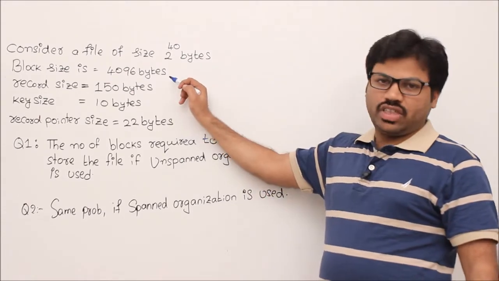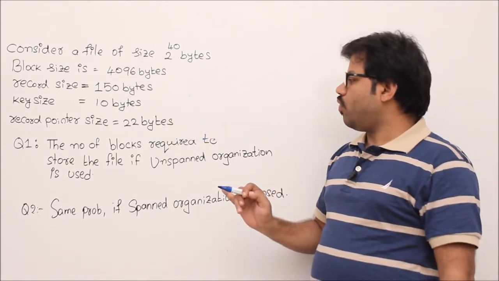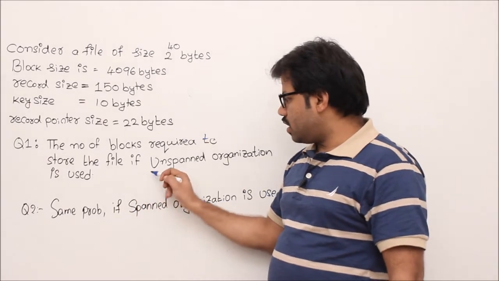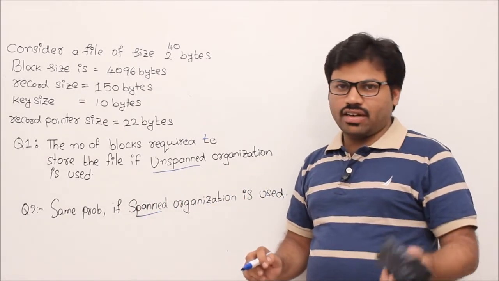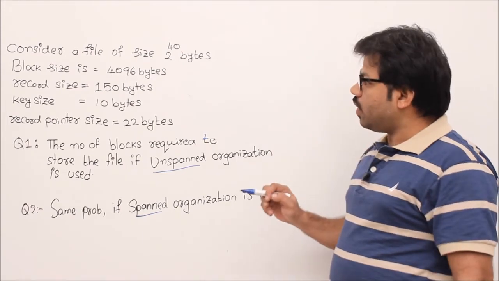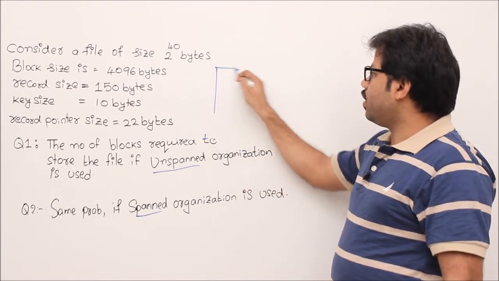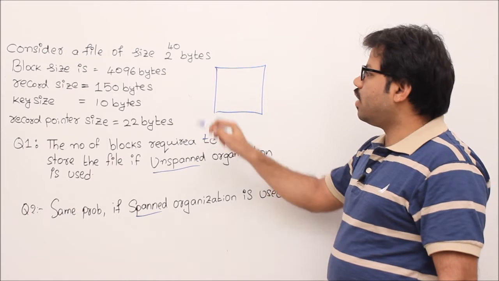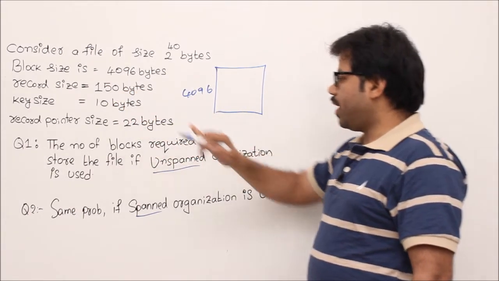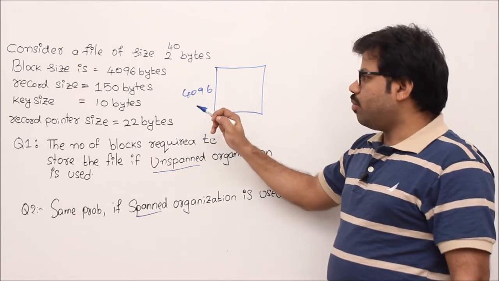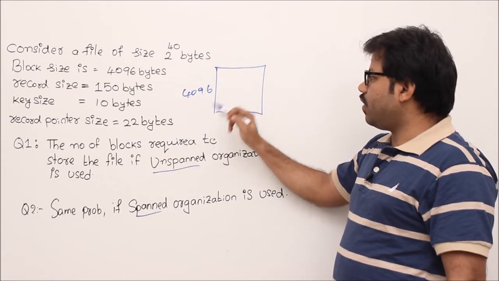Now we'll come to this one. So far there are two cases: one is unspanned organization, the second is spanned organization. We'll see how it affects our calculations. First of all, this is your block, right? What is the size of it? 4096 bytes. Now what is the record size? 150 bytes. We'll see whether this number of records will perfectly fit in the block or not.